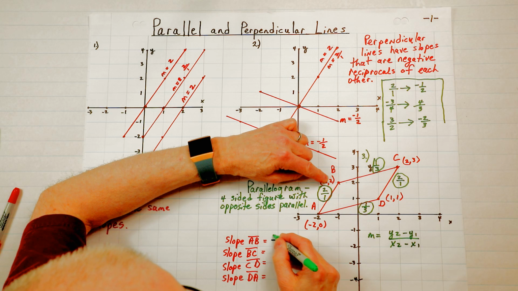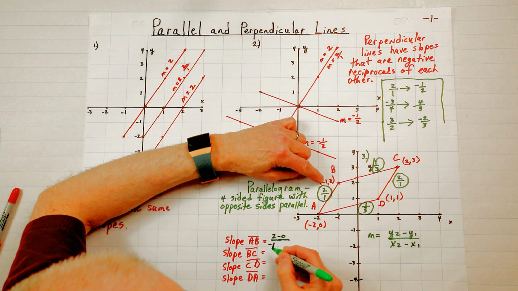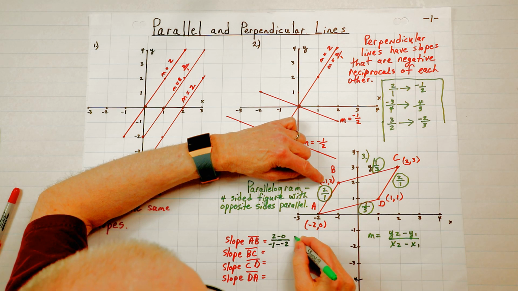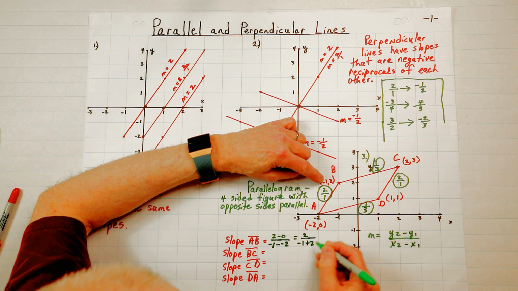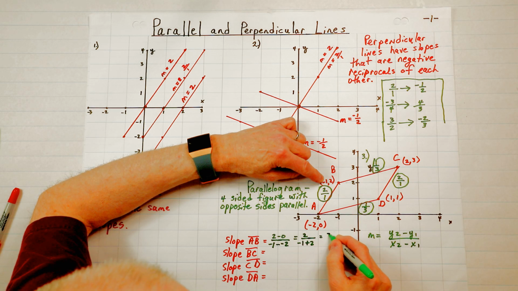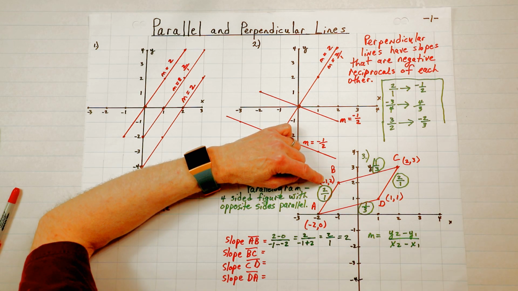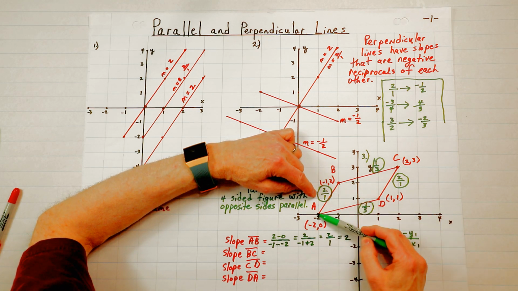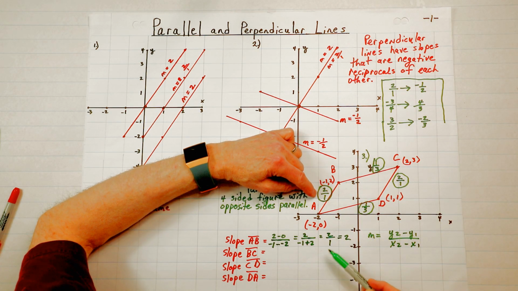y2 take away y1. So 2 take away 0. And then negative 1 subtract negative 2. That gives us 2 in the numerator, and that gives us negative 1 plus 2 in the denominator, which is equal to 2 over 1, or just 2. All right, so does that confirm it? Yes, because on the graph, when we counted spaces, we got 2 over 1, and when we calculated, we got 2 over 1.